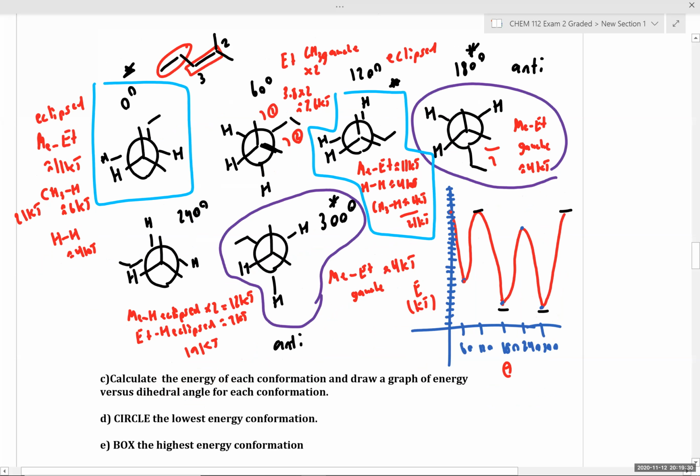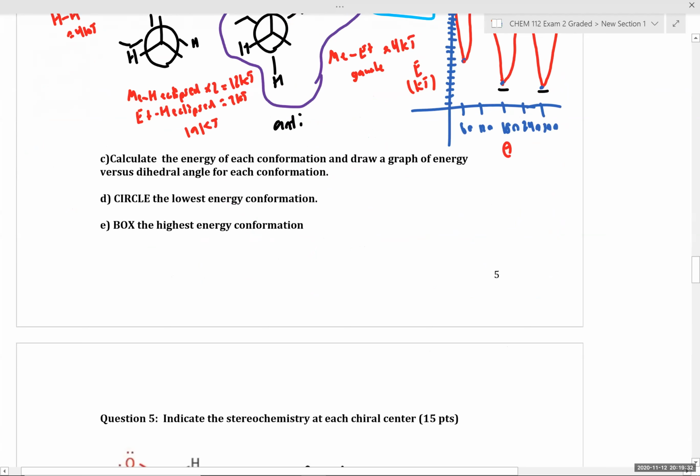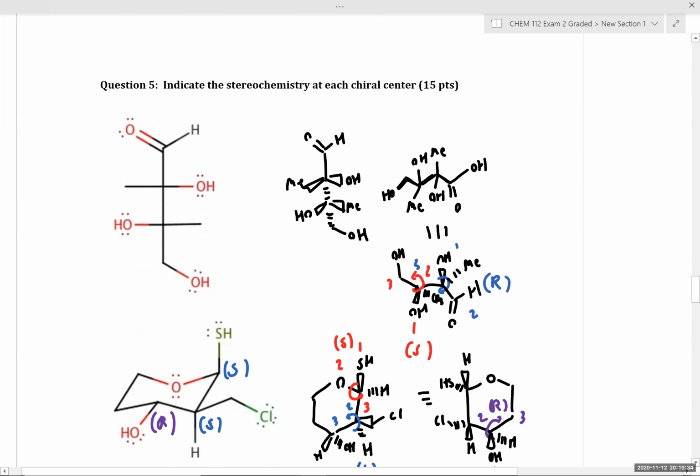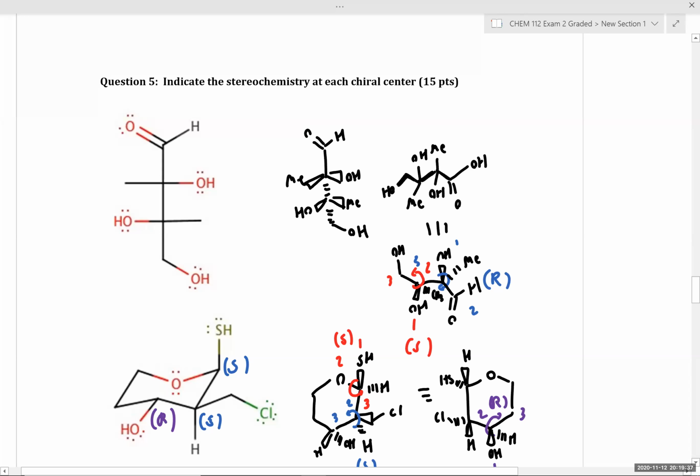Not for me. Okay. So looking at the following structure, we're asked to indicate the stereochemistry at each chiral center. And it's weird because the first Fischer projection was no problem, but the second Fischer projection gave students a little bit of trouble. That was a little bit strange to me. Anyway, in a Fischer projection, all of our horizontal lines point towards us, all of our vertical lines point away from us.